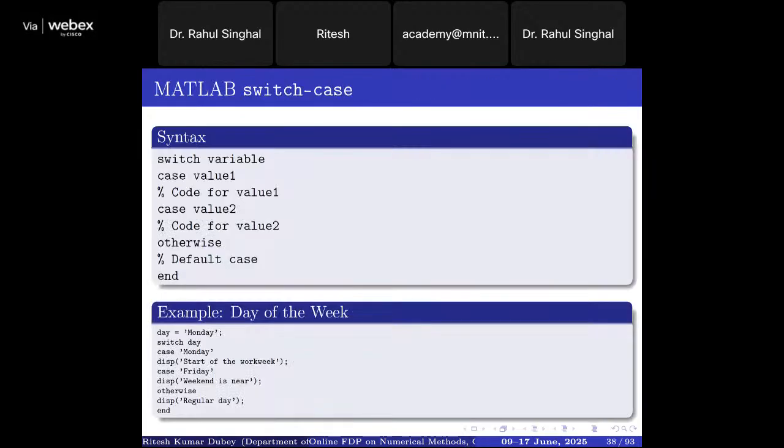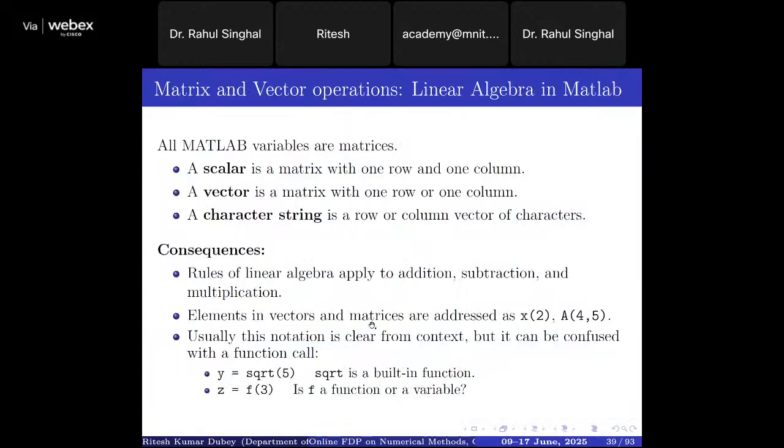So we were here. If f is a function, then the meaning of f(3) is that the value 3 is passed to the function f. If f is a vector, then we are calling the third index or element of the vector f.